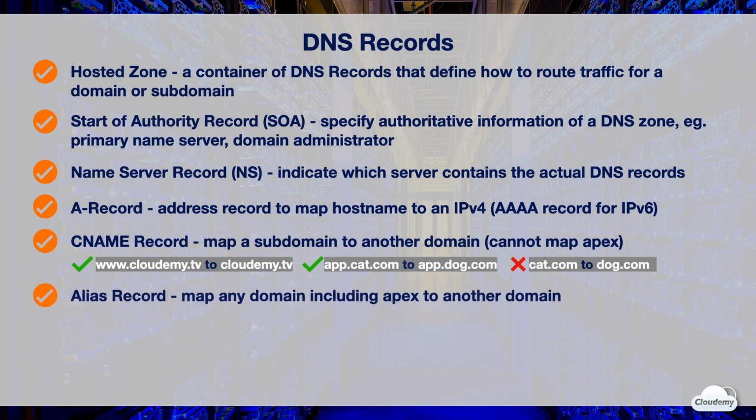Alias record is a virtual record provided by some DNS providers, such as Amazon Route 53. It's similar to CNAME record, except it lets you directly map any domain, including domain apex to another domain.